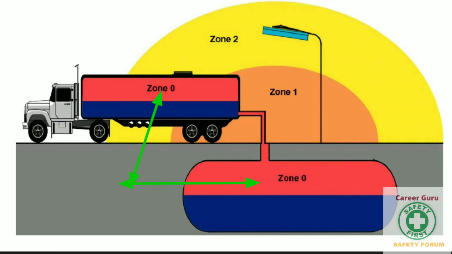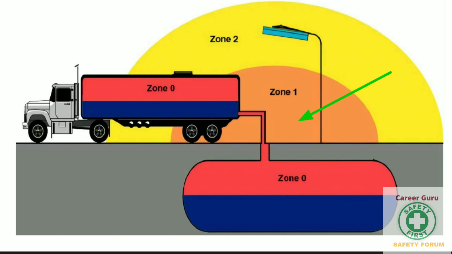There is an oil tanker there, which is in zone 0 because it's highly inflammable. Zone 0 is also for the underground tank to which the oil, petrol or diesel is loaded, because that is a very highly risky area. There are huge chances of catching fire, right? आग लगने की chances बहुत ज़्यादा रहता है. तो zone 0 means सबसे ज़्यादा खतरनाक area.